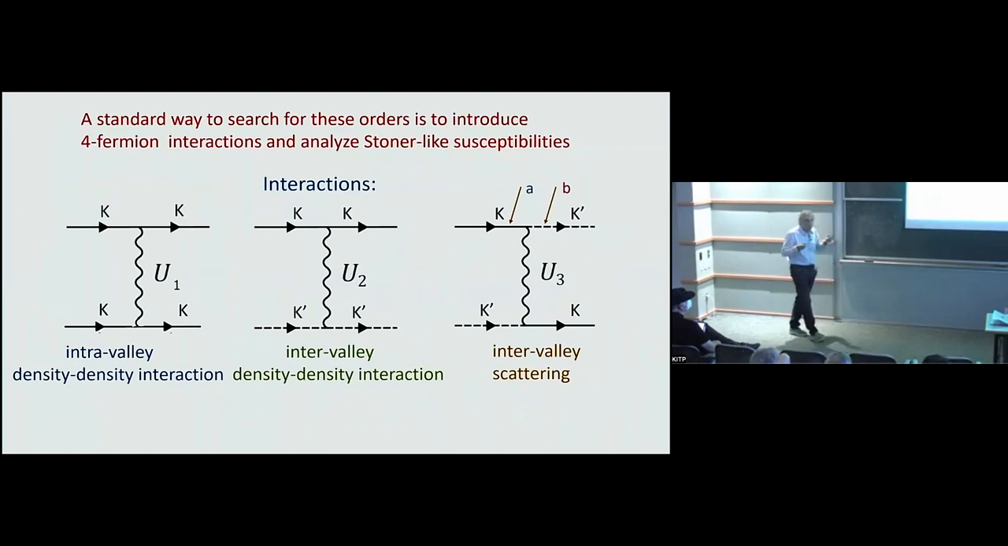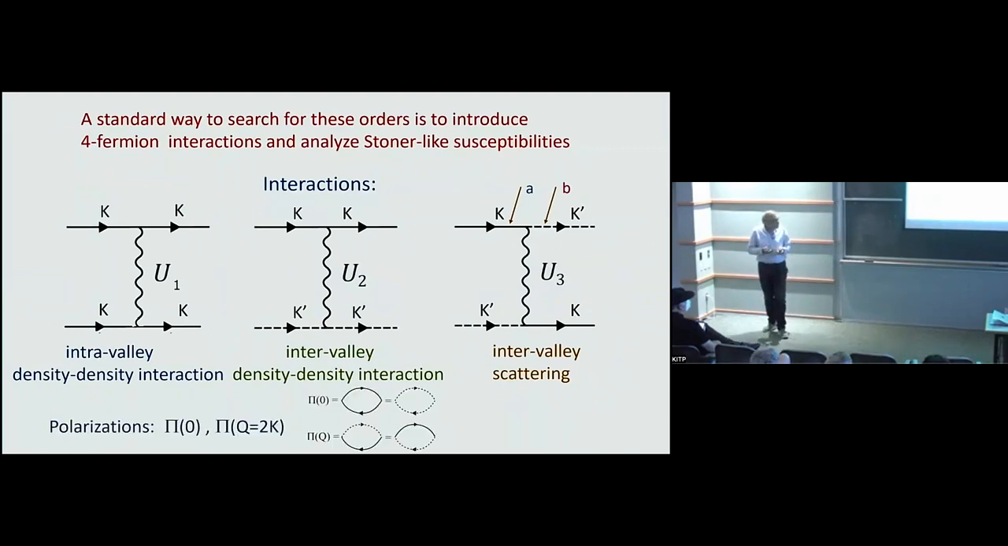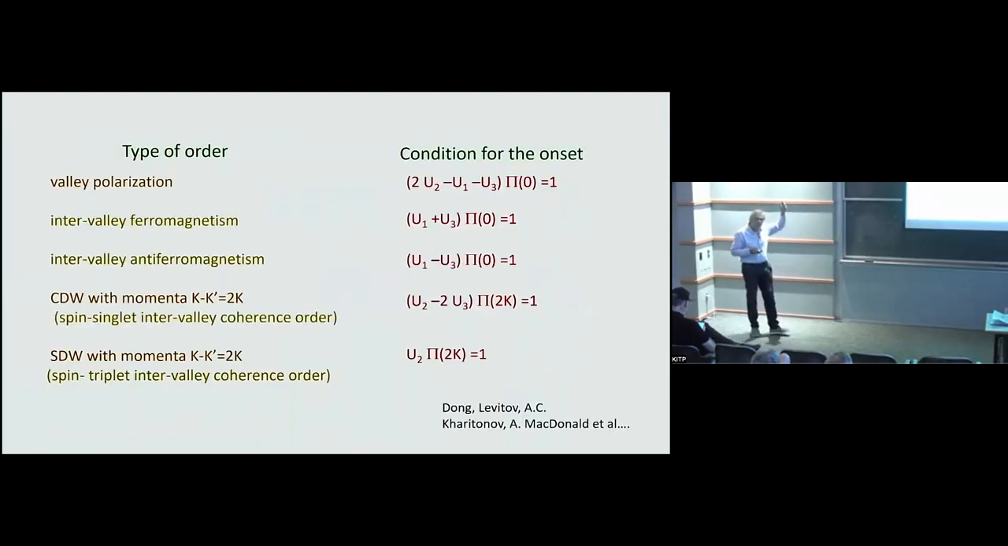There are 3 possibilities. And with 3 interactions plus 2 different polarization operators, either at 0 momentum transfer or with momentum transfer k minus k prime, you can write down conditions for all these order parameters. And in fact, this is where the interplay with Allan MacDonald is, because I guess he was the first to say that this exchange interaction is extremely important for the development of either ferromagnetism or antiferromagnetism.